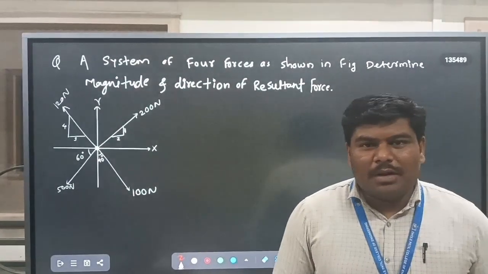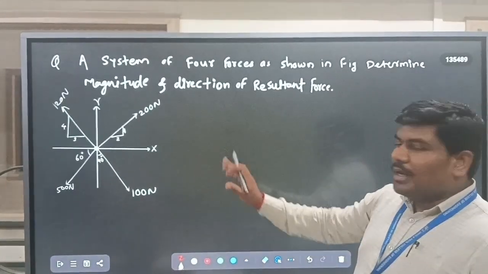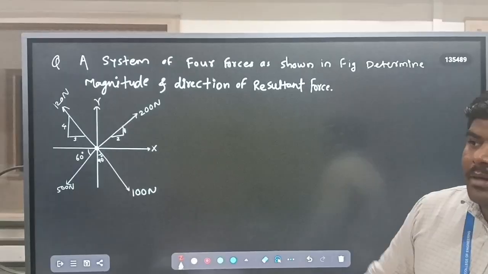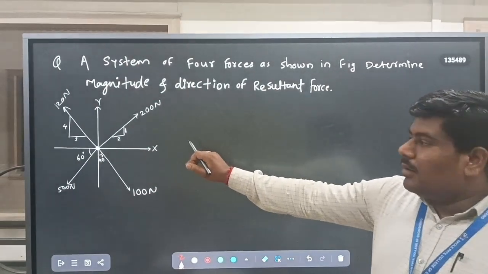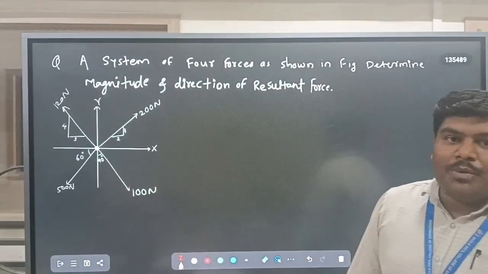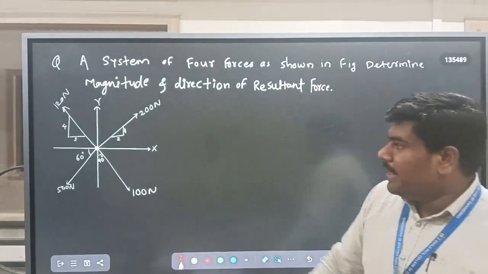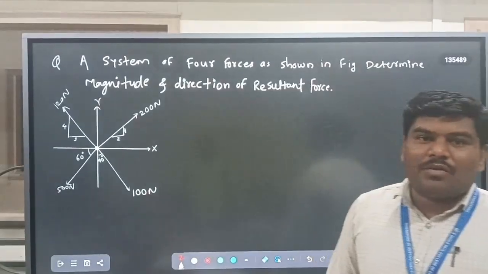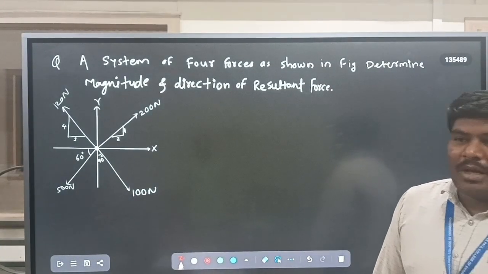Today we are going to solve another numerical on concurrent force system. Yesterday we solved the same type of numerical, but today the angles are not given. Instead of angles, the slopes are provided. So many students get confused in this type of numerical when finding the angles. It is very simple, बहुत आसान है.